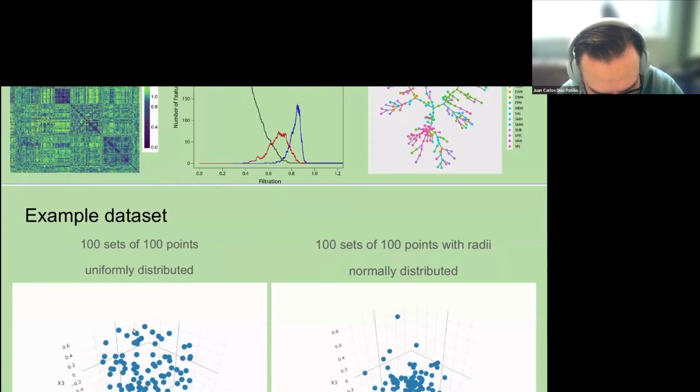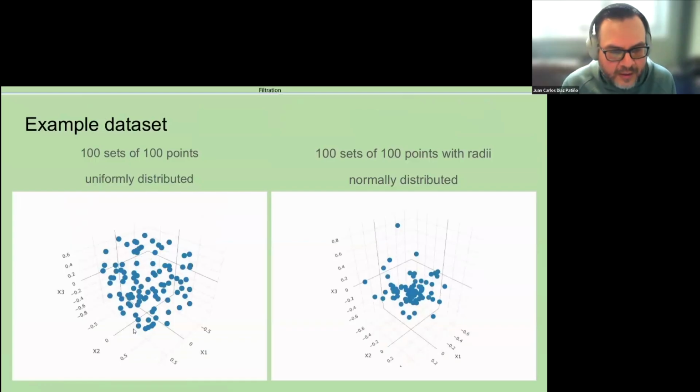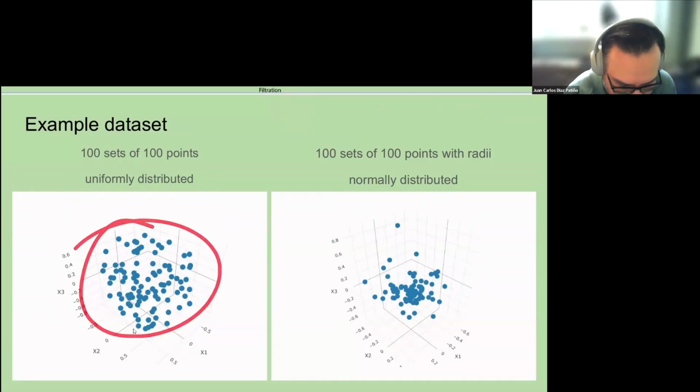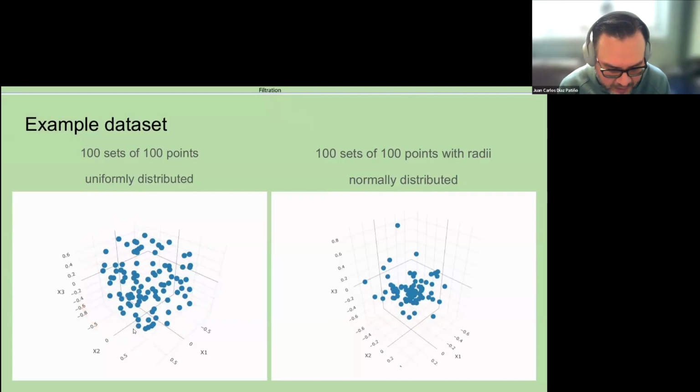So we wanted to use this approach. I'm going to give you an example of 100 sets of 100 points. This is only one set of 100 points. We repeated this 100 times, and these are uniformly distributed in a square, and this is the square that is drawn here. And we're going to do more or less the same, but instead of being uniformly distributed in a cube, the radii is going to be normally distributed. So around the number zero, we are changing the distance of the points, but using a normally distributed proportion.